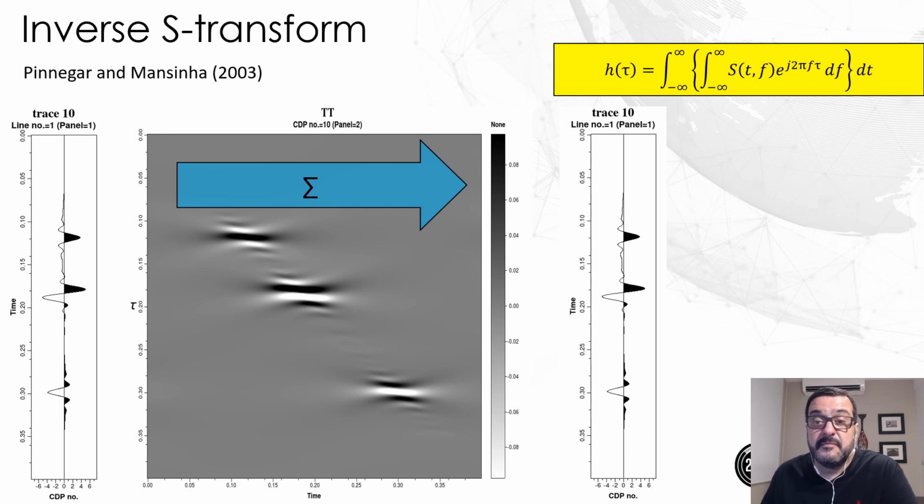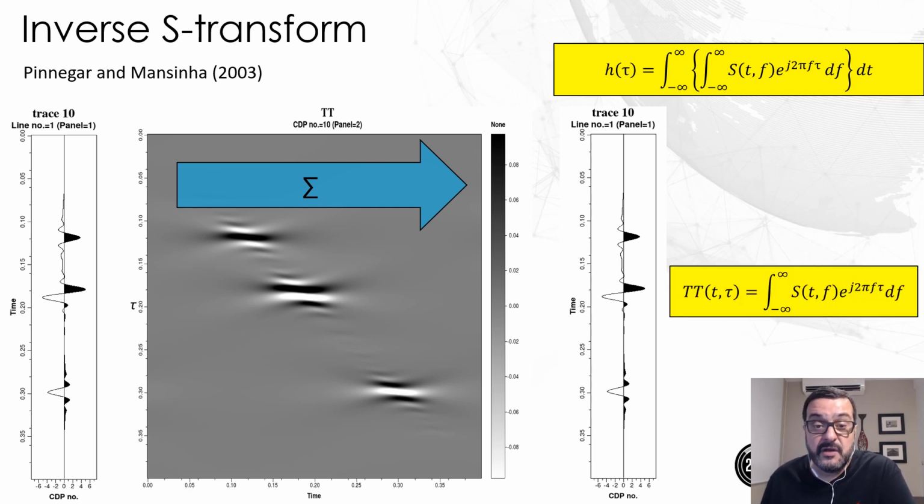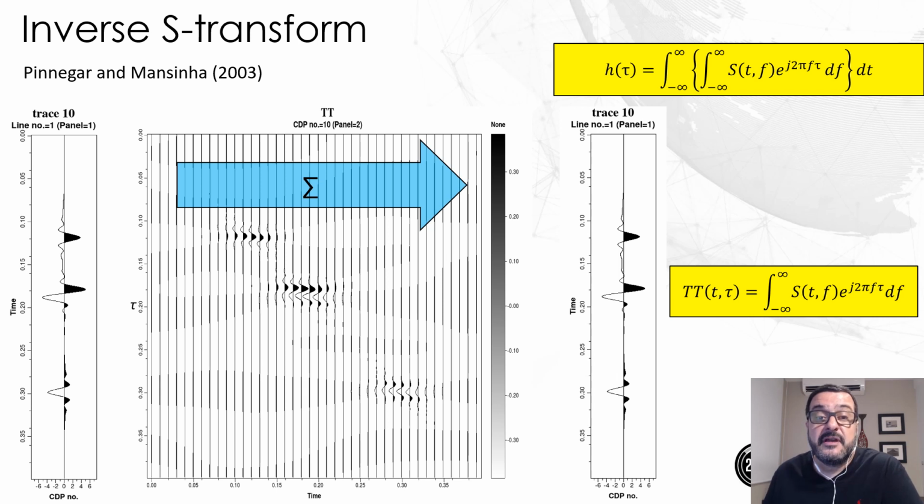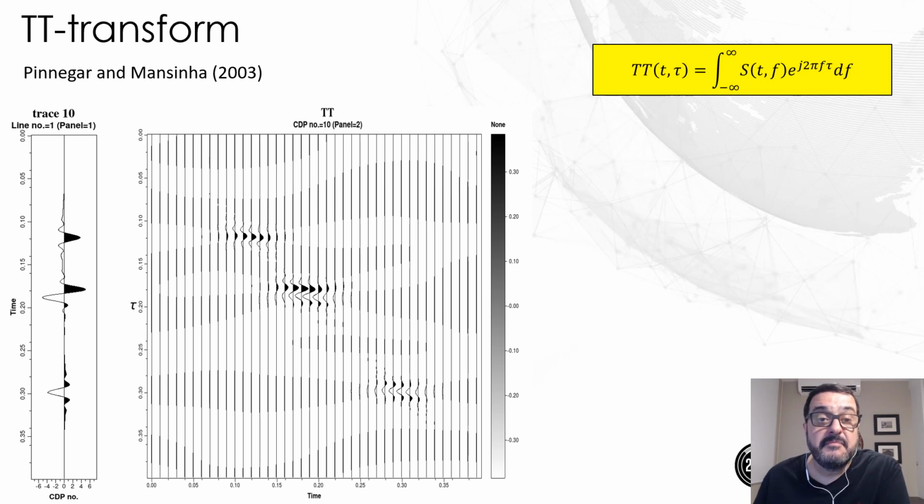Look at the same matrix as wiggles. We can interpret the wiggles as local wavelets. Pinnegar and Mansinha called this intermediate step the time-time transform. Basically, every line of S transform coefficients in the frequency domain, which represents a local spectrum at time t, turns into a local seismic trace in time at time t. The stacking of all these local traces reconstructs the seismic trace.